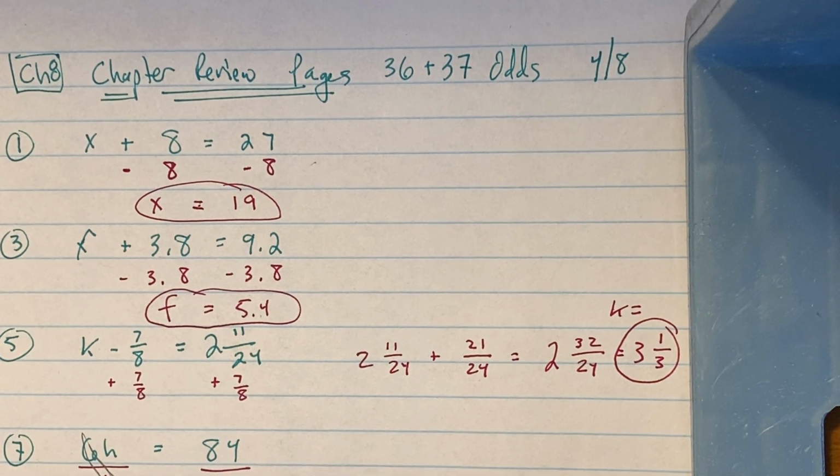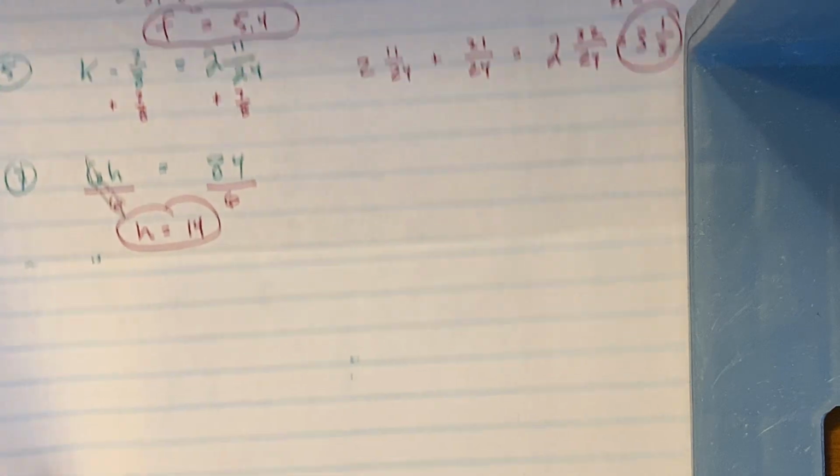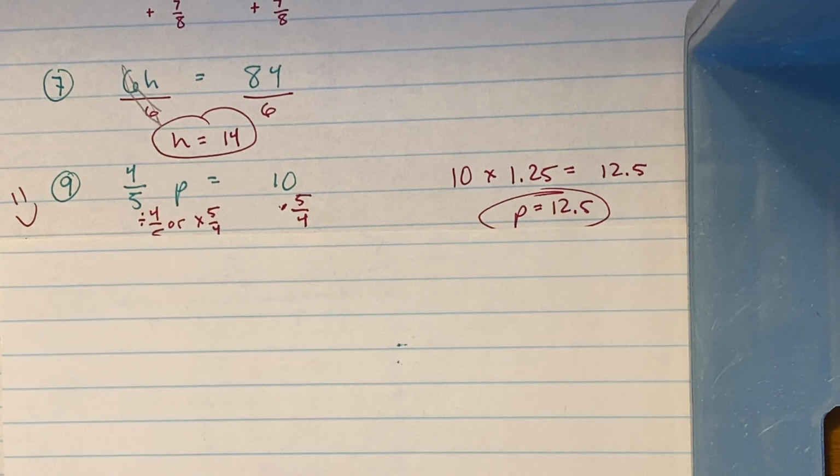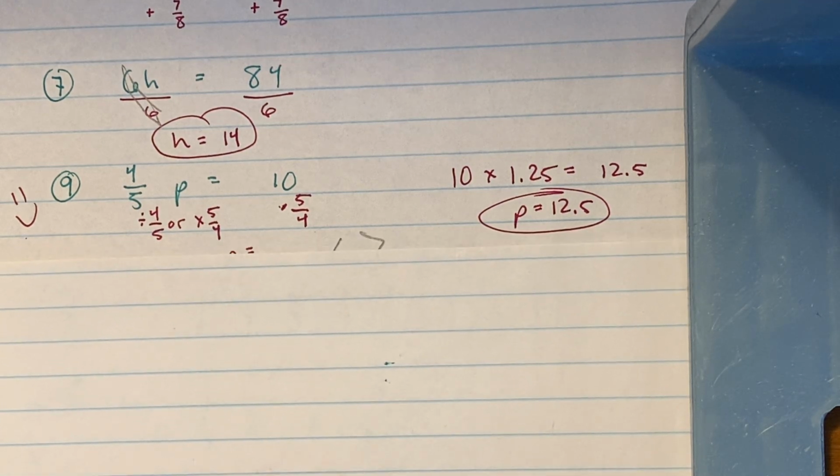Number 7, to get rid of that 6 coefficient before the variable h, you're going to divide by 6. Do it to both sides. H is 14. Next problem I got some emails about. This is a little harder.